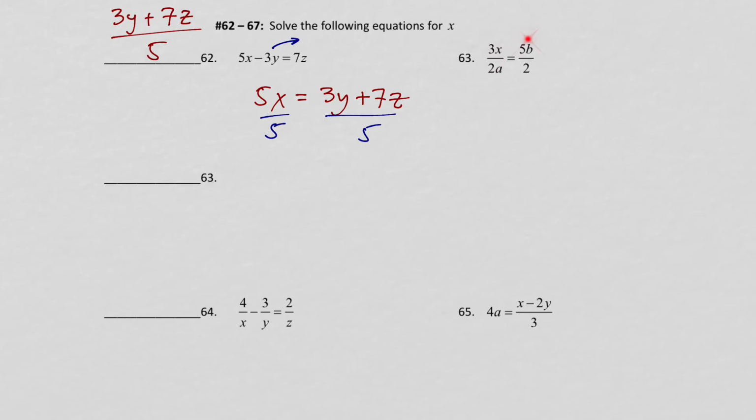When you have a single fraction equal to another single fraction, you can cross multiply. So when I multiply this way, I get 6x. When I multiply this way, I get 10ab. Then I'm going to divide each side by 6. But this is a simplifiable fraction. 2 goes into this 3 times and into this 5 times. So my final answer is 5ab over 3.